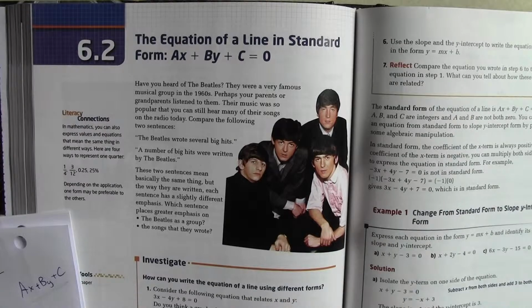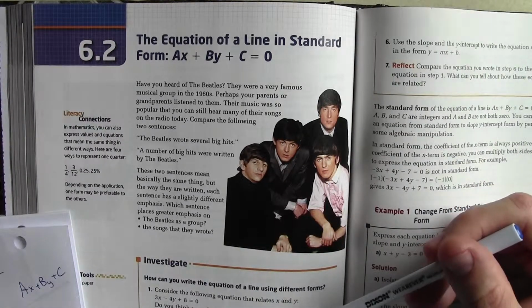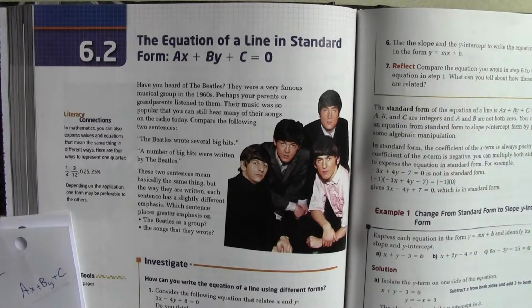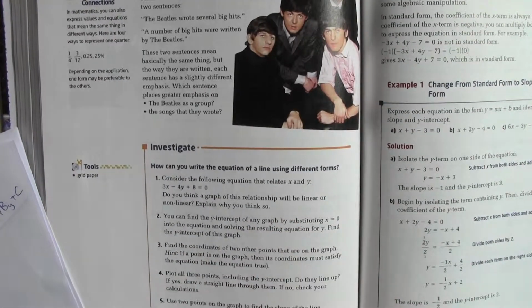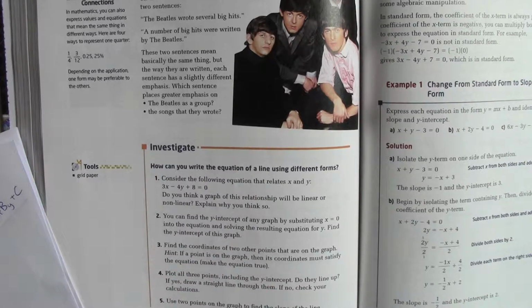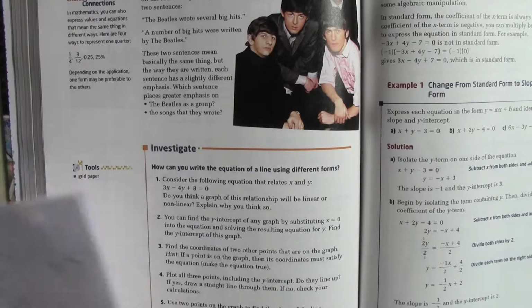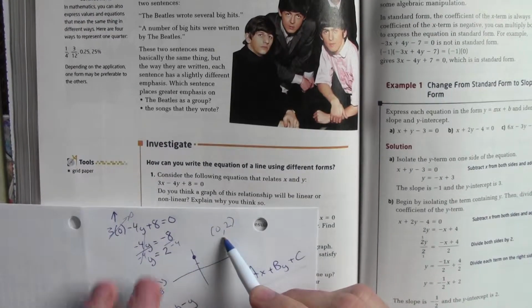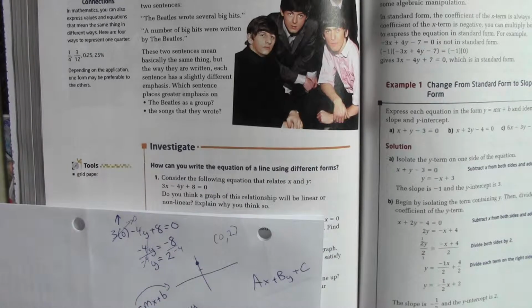Alright, let's move on. So we found the y-intercept was 2. Question 3: Find the coordinates of 2 other points that are on the graph. Hint, if a point is on the graph, then its coordinates must satisfy the equation. So, we got 1 point, 0, 2. How do we find 2 other points? AJ.